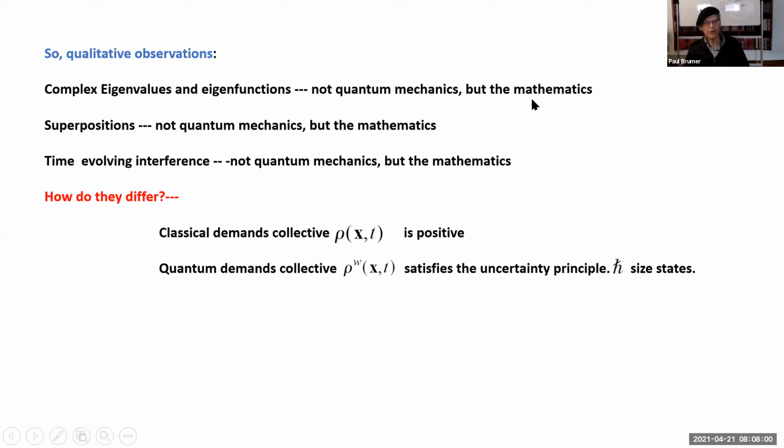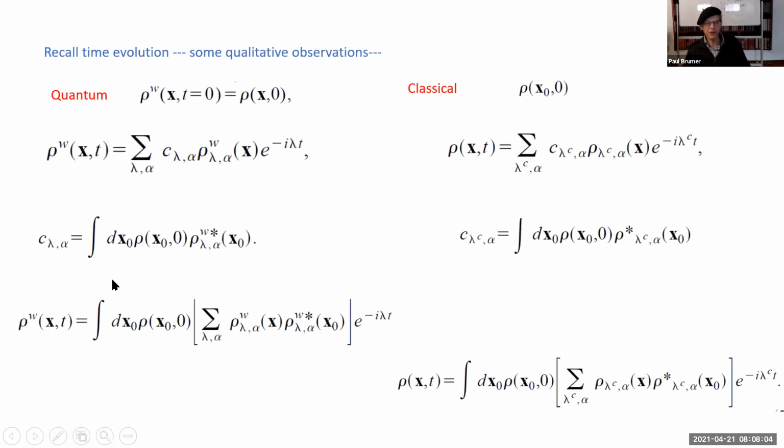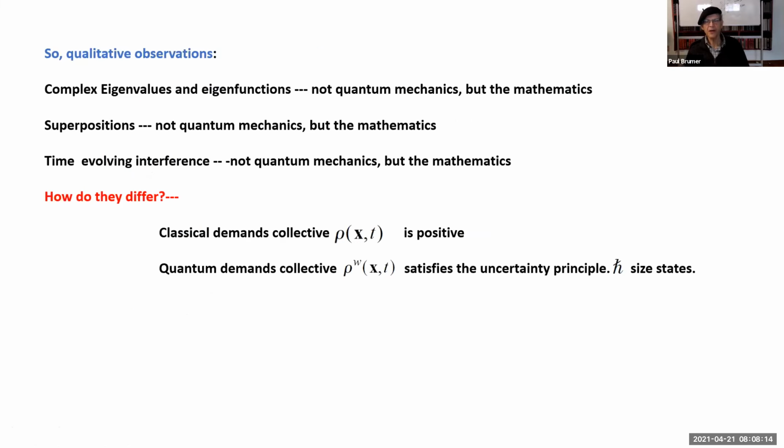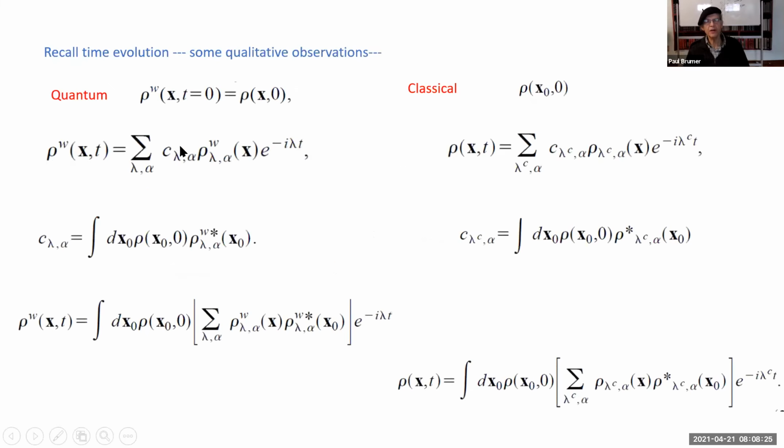And similarly, you talk about superpositions. Superpositions are here. This is a superposition of the states. This is a superposition of the states. When you talk about superpositions, again, you're not talking quantum mechanics, you're talking mathematics. And in addition, and one can pick out more, if I look at this thing over here, there's actually time evolving interference between all these states.